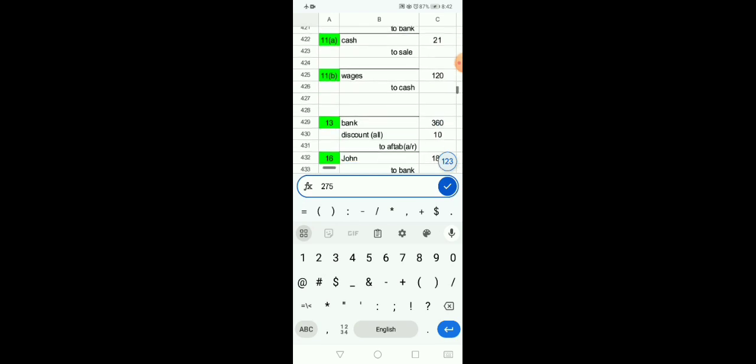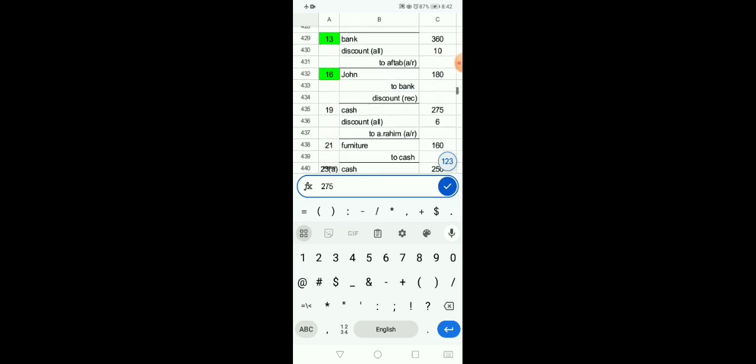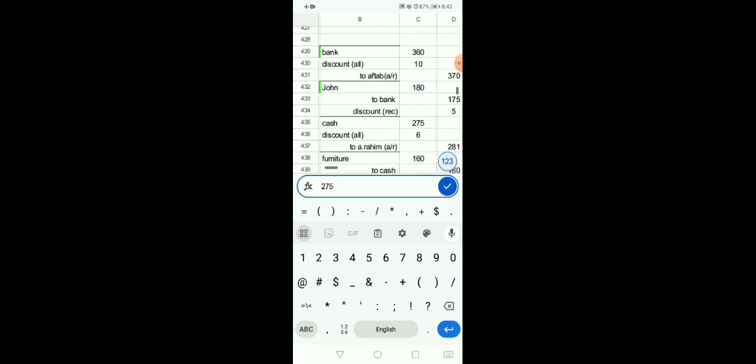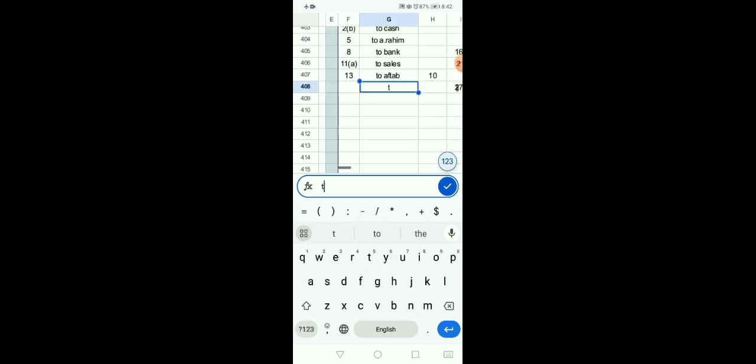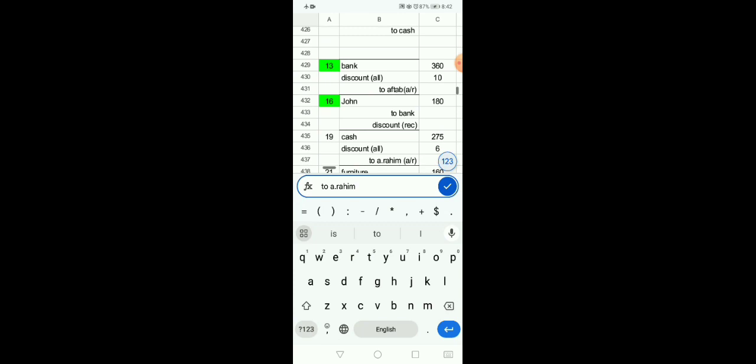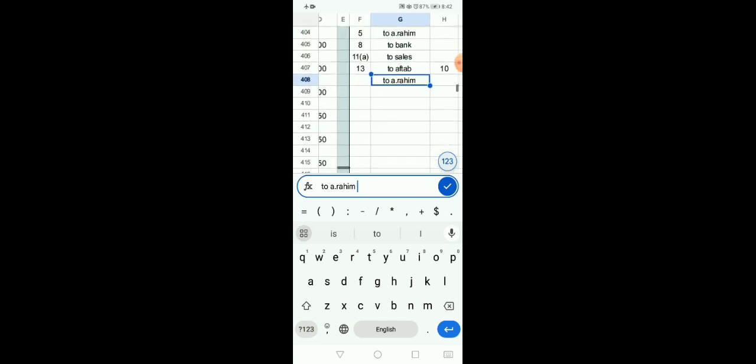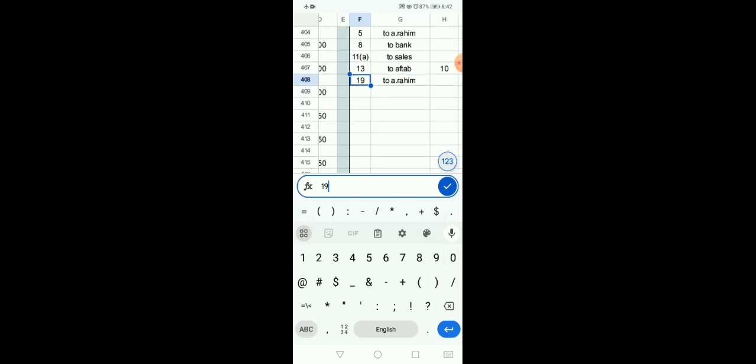Go to the debit side and write down 275 over here in the debit column of the cash book. And now see its reference. What is written on the opposite side of cash? That is "To Abdul Rahim". Write down "To Abdul Rahim" here. And now see its date, which is 19. Put 19 over here. Okay.